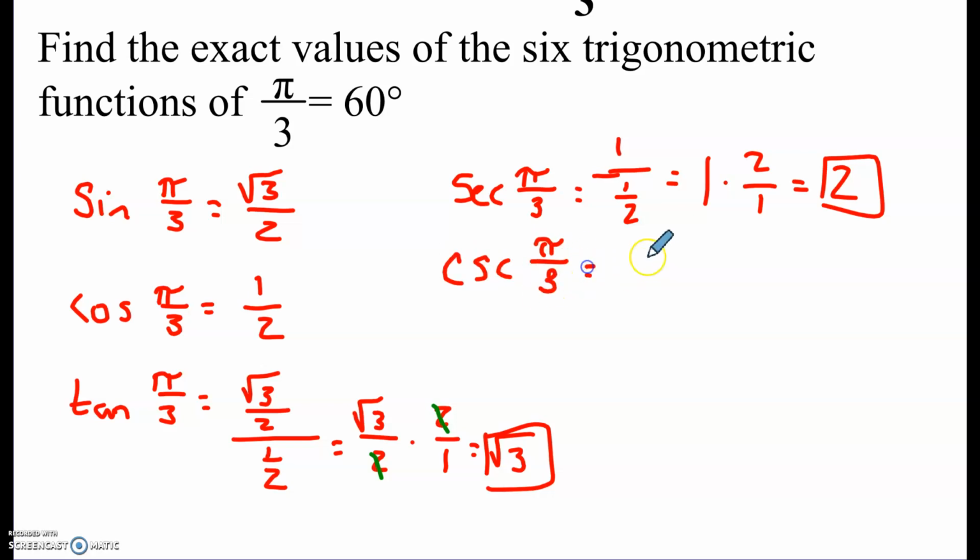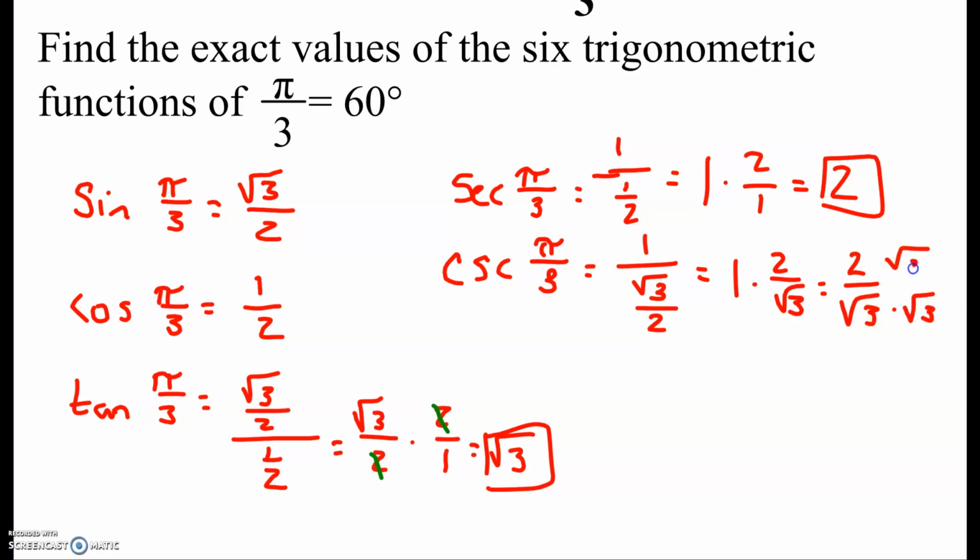Cosecant of pi over 3 is 1 over y, or 1 over sine, which is 1 divided by square root 3 over 2. Changing that to multiplication, that's 1 times 2 over the square root of 3. And then again, we have a radical in the denominator. We want to get rid of that or rationalize the denominator. We end up with 2 square root 3 over 3.